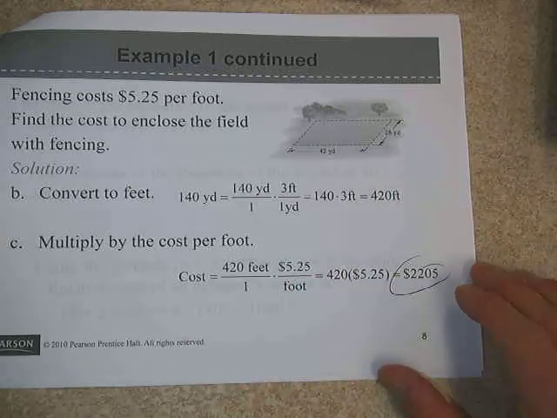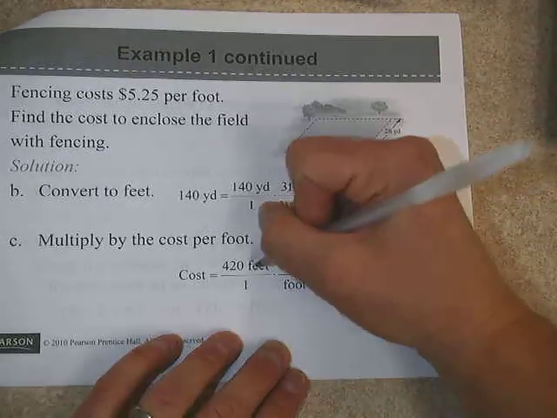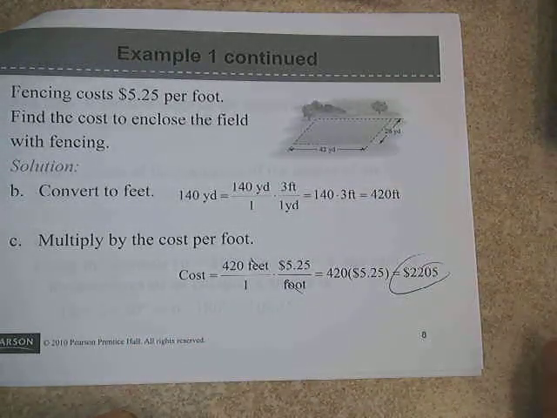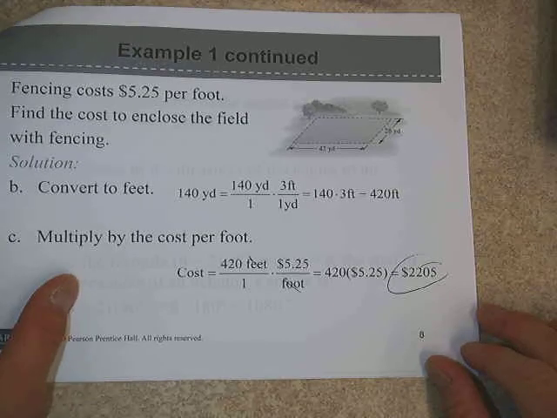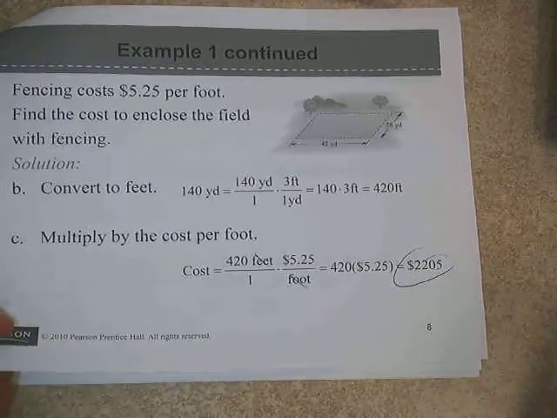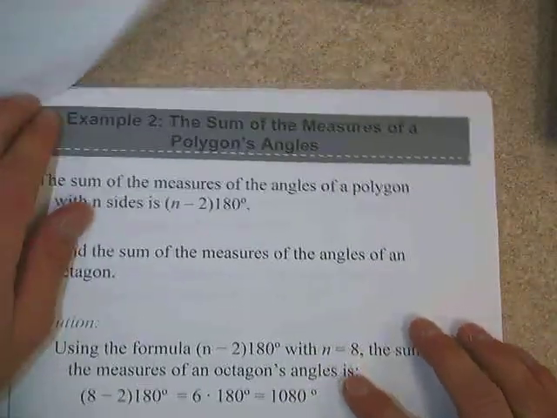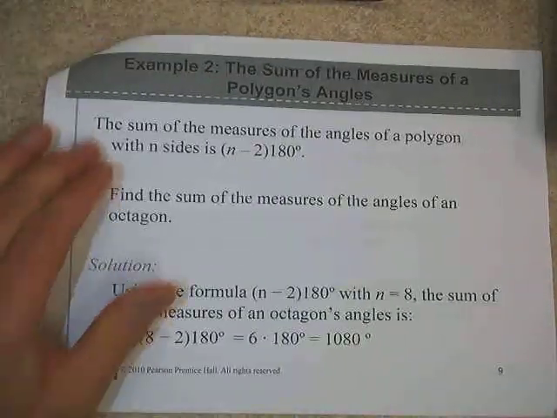Okay, so we'll change the yards to feet. Okay, and then once we have the feet, we can multiply by dollars per foot. And once again, just like I illustrated in the previous slide, those 2 will cancel, leaving us with the only unit being dollars. And that'll give us the total cost to fence that particular yard.